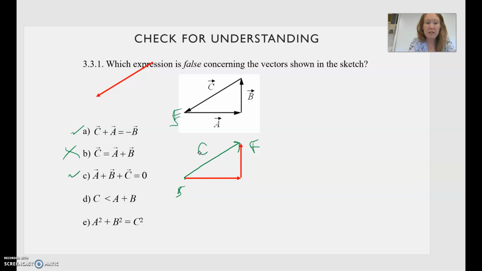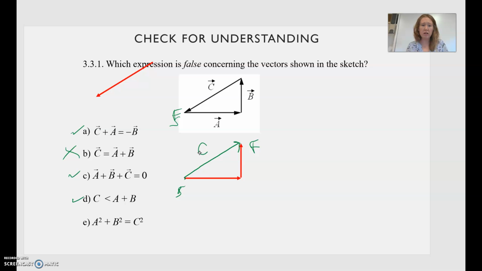That's good. Okay. The next one, D, notice there are no little arrows over those capital letters. So that means they're asking me about the lengths. Okay, they're not asking me about the vectors themselves. They're just referring to the lengths. So they're asking me basically, is the hypotenuse less than the sum of the two legs? Okay, yes, that's true. And then A squared plus B squared. Again, no little arrow signs over the letters.